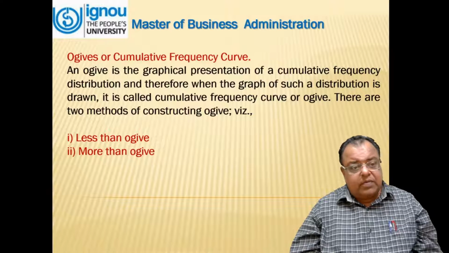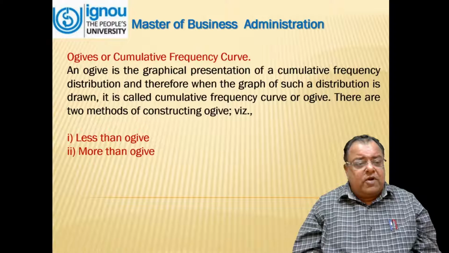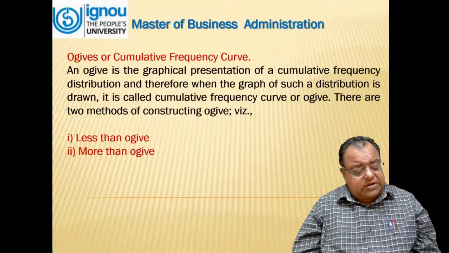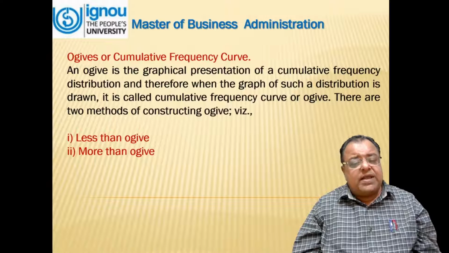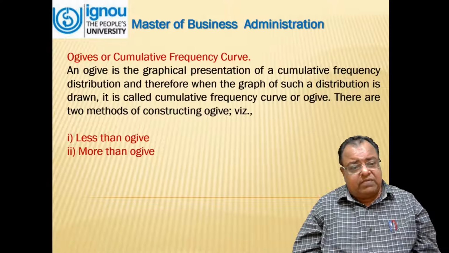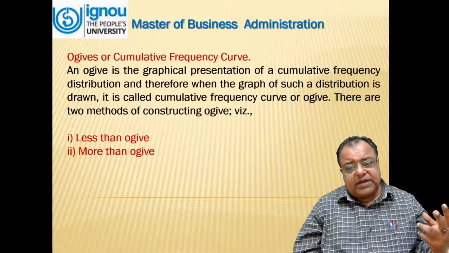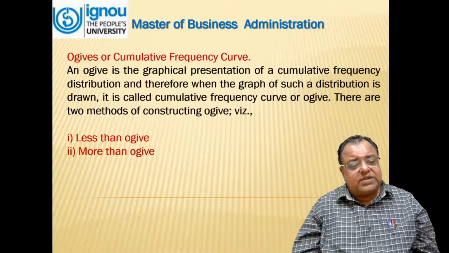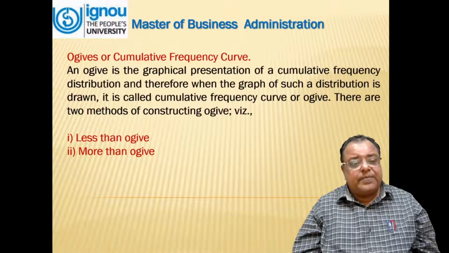Now, we move on to ogives or cumulative frequency curves. An ogive is a graphical presentation of a cumulative frequency distribution. And therefore, when the graph of such a distribution is drawn, it is called a cumulative frequency curve or ogive. There are two methods of constructing an ogive. The first one is the less than ogive, and the second one is the more than ogive.